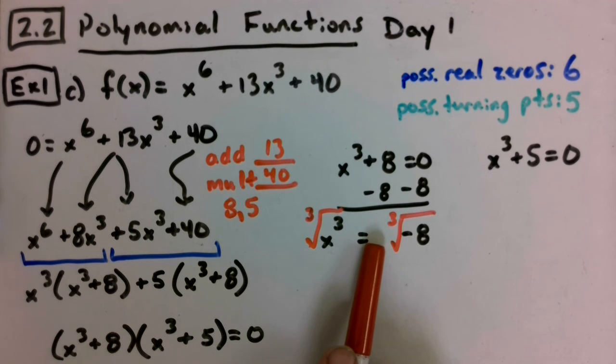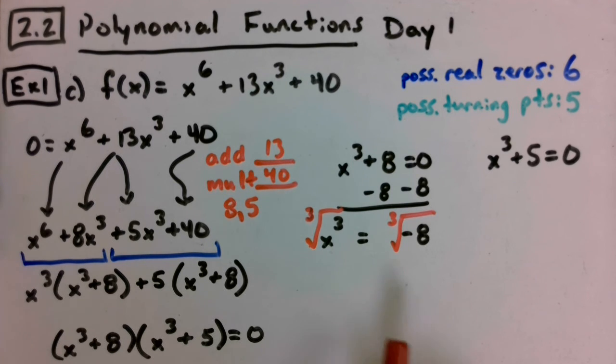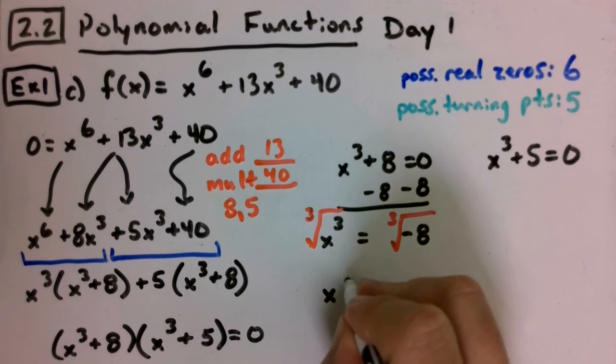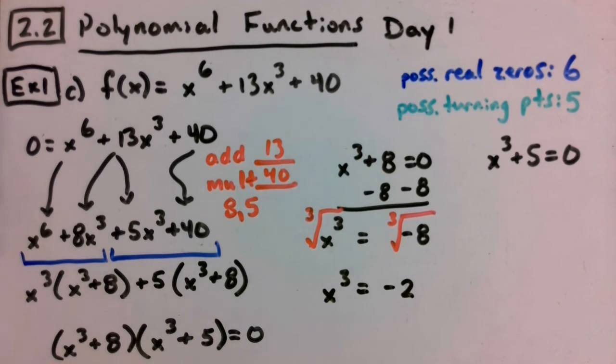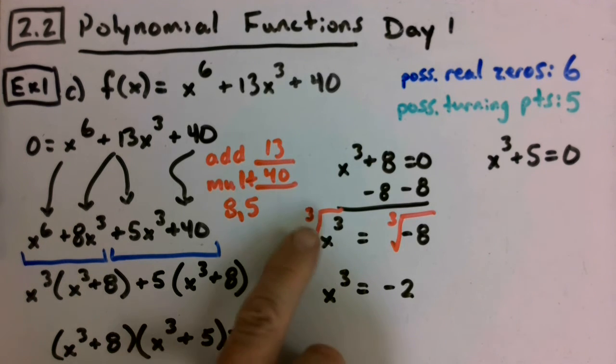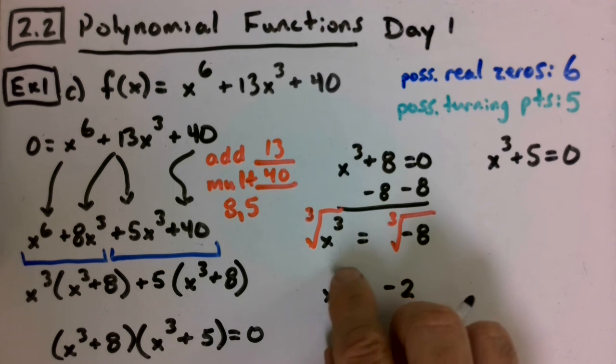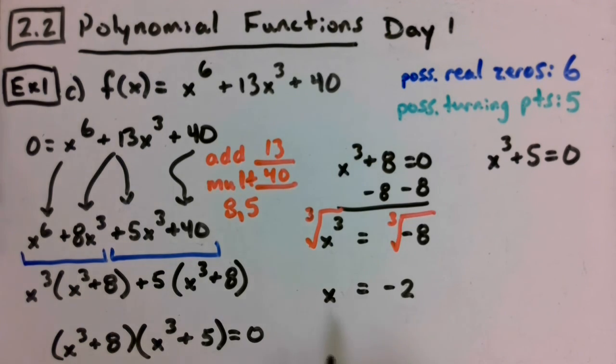If you look at your list of perfect cubes, 8 is a perfect cube. It is 2 times 2 times 2. So the cube root of positive 8 would just be 2, and the cube root of negative 8 would just be negative 2. So we end up with x is equal to a negative 2. Sorry, the cubed should be gone. We just did the cube root, so the cube should be gone. So one of our solutions is x is equal to negative 2.